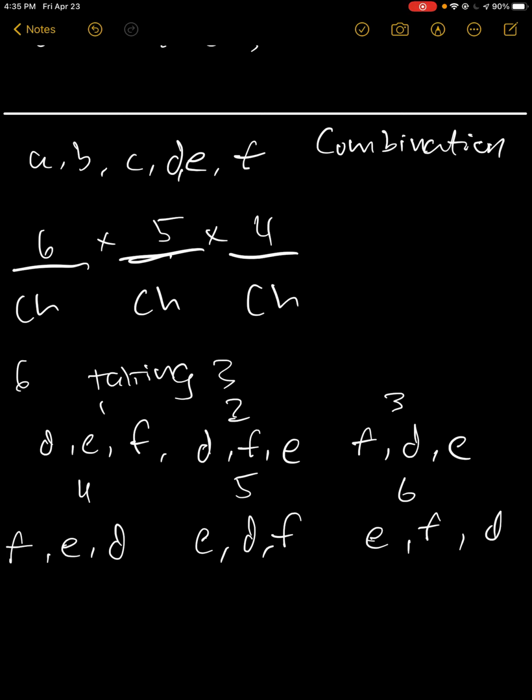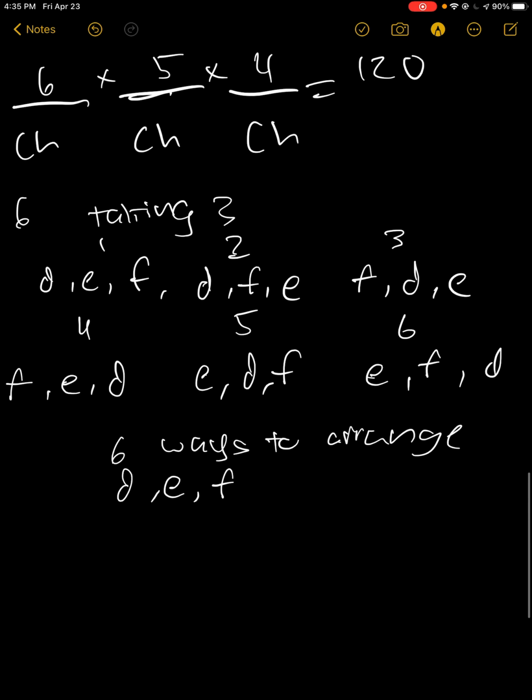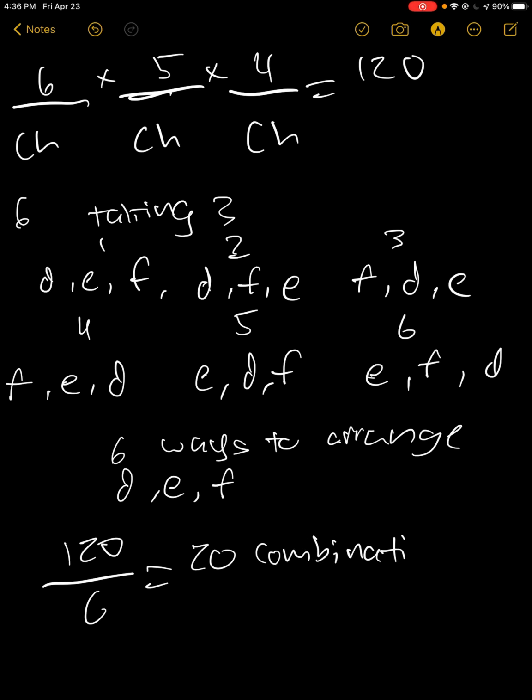So now, 6 ways to arrange D, E, F. So now we need to take these away from the original 120. This is 120, right? So then 120 divided by 6 is going to give you 20 combinations of these for the chair.